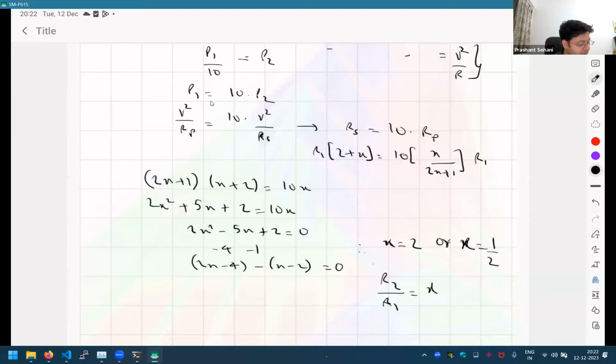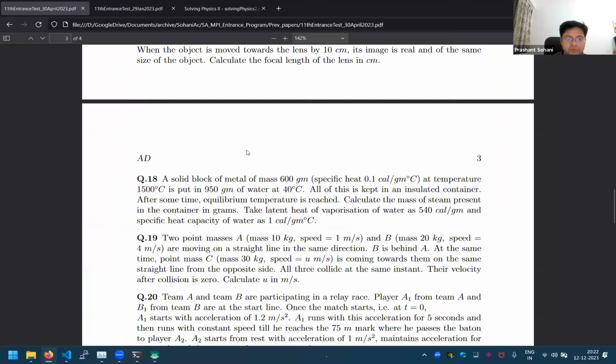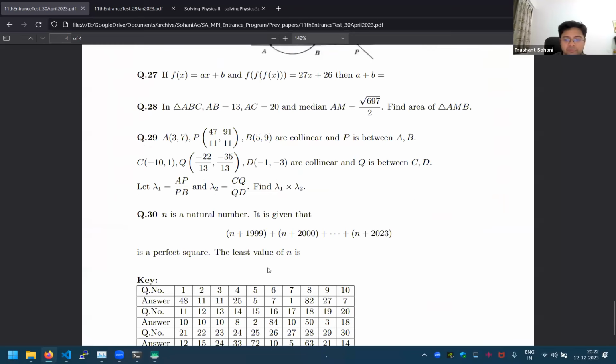So R2 greater than R1 means that this is a ratio greater than 1. And so we have to take this route and not this route. And so the answer is R2 upon R1 is 2. Let me check that quickly. Question 15. Yes, the answer is 2.